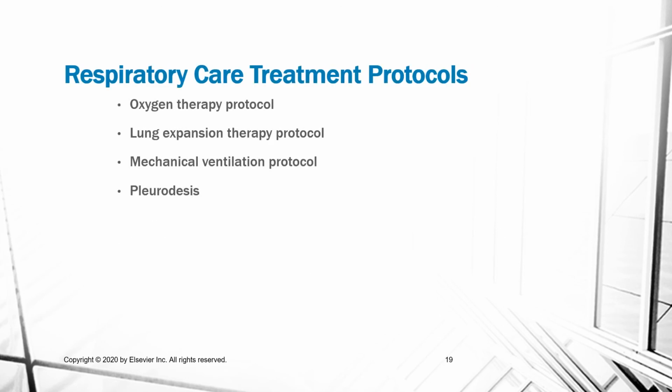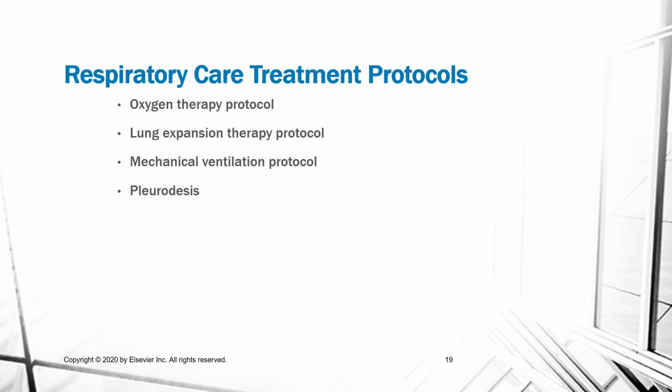Respiratory care treatment protocols. Oxygen therapy protocol. Oxygen therapy is used to treat hypoxemia, decrease work of breathing, and decrease myocardial work. The hypoxemia that develops in pleural effusion is most likely caused by atelectasis and pulmonary shunting associated with the disorder. Hypoxemia caused by capillary shunting is often refractory to oxygen therapy.